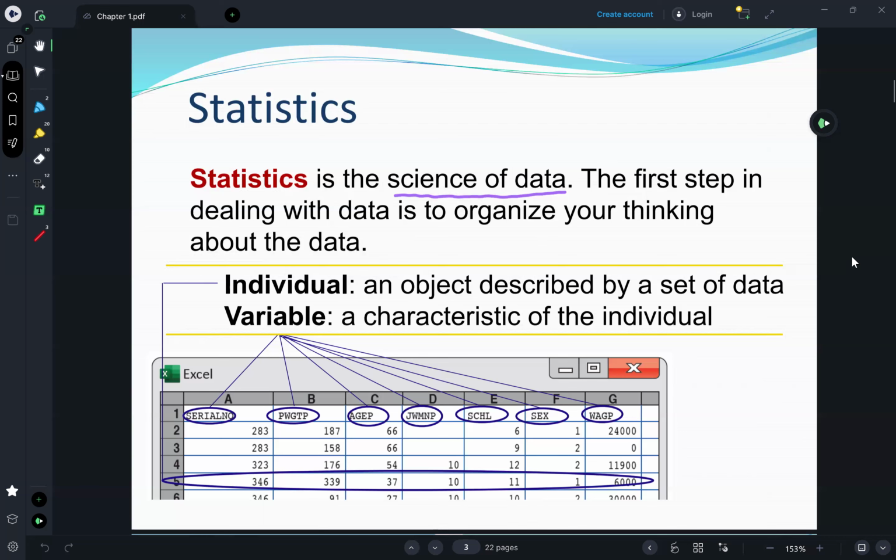So lots of different variables could be used to describe the cars. So as an example, the individual could be cars, and as an example for the variable, there's all sorts of variables that would describe the cars. So it's a characteristic of the individual.